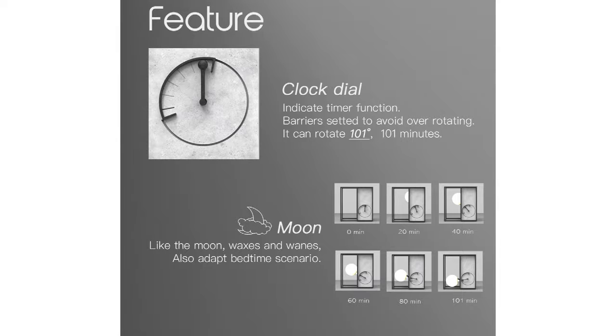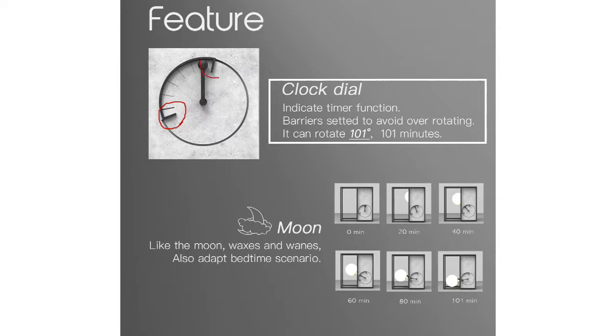Now let's talk about the features. Here are 2 features of my design. First one, clock dial. Because this lamp has the function of timer, a clock dial can be a good signifier. Also, barriers are set to avoid over-rotating. Because the total angle this rod can rotate is 101, that's why this lamp is called 101 degrees.